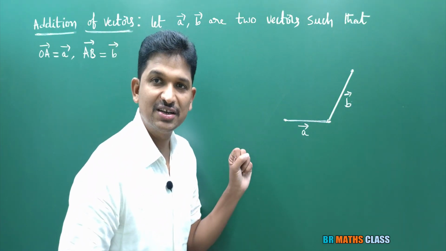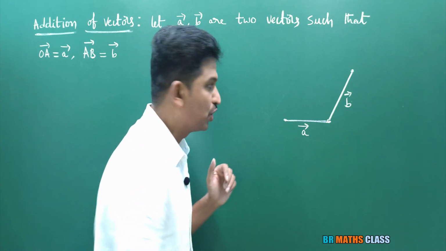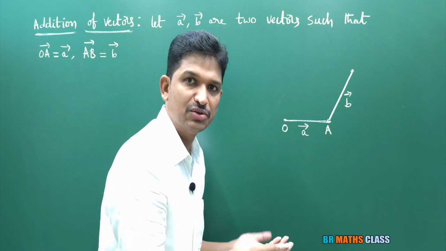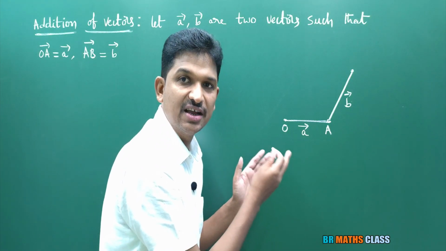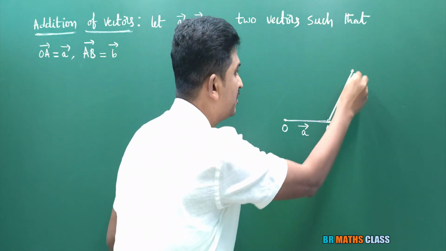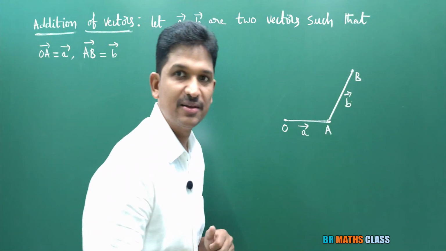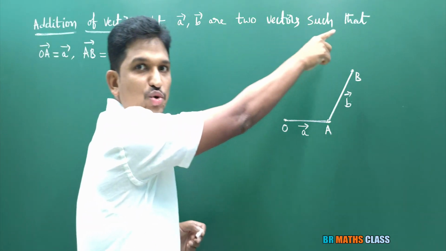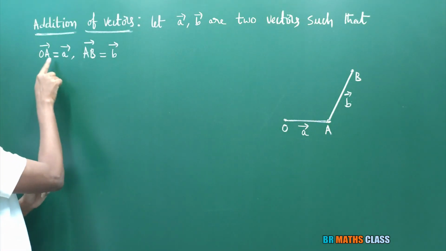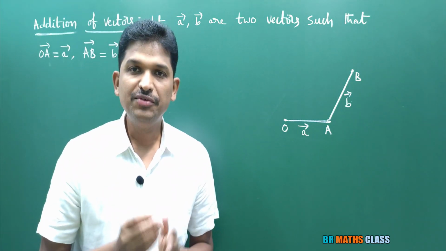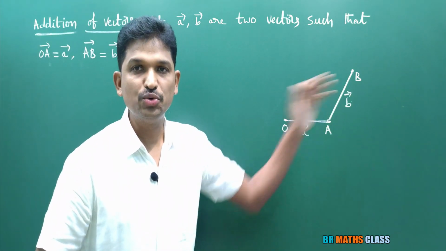Here, I will name the vector A bar as OA bar. If you want, you can keep it as AB bar also. Just for our convenience, I wrote here A bar as OA bar, and I'll name this B bar as AB bar. The same thing I wrote here: let A bar, B bar be two vectors such that A bar is OA bar, B bar is AB bar. Now we will learn how to add these two vectors.